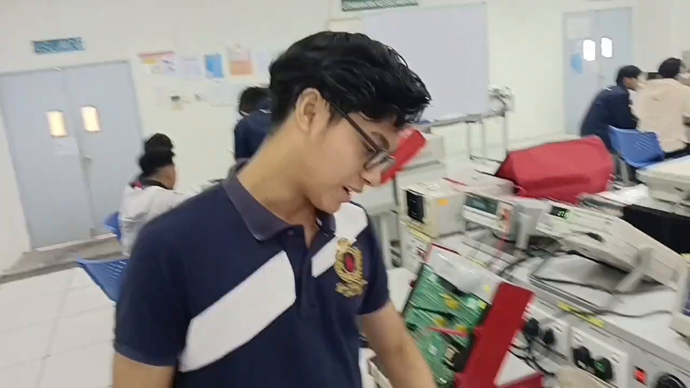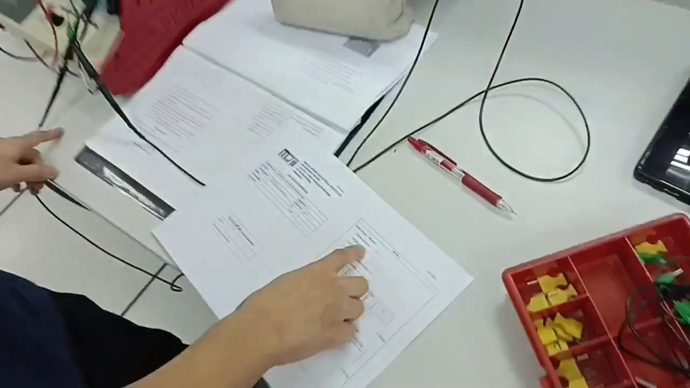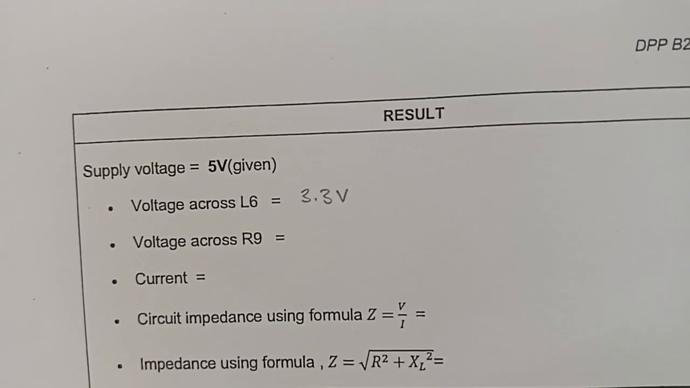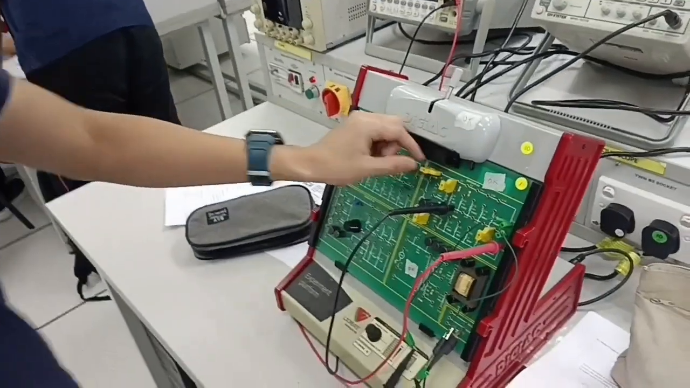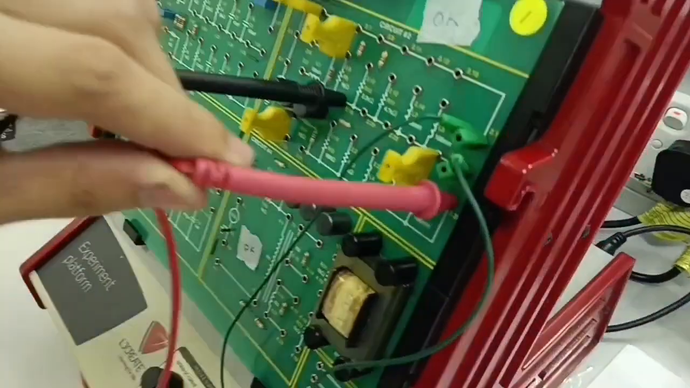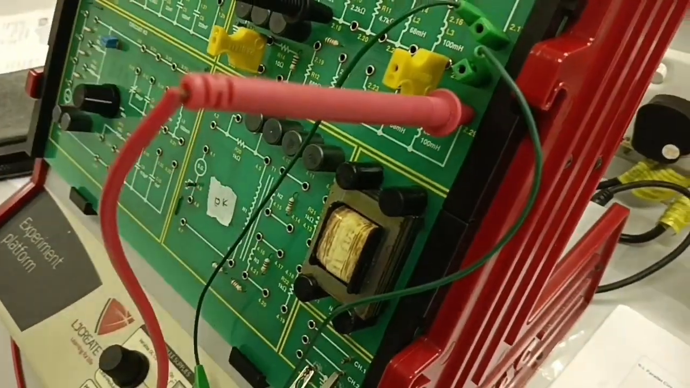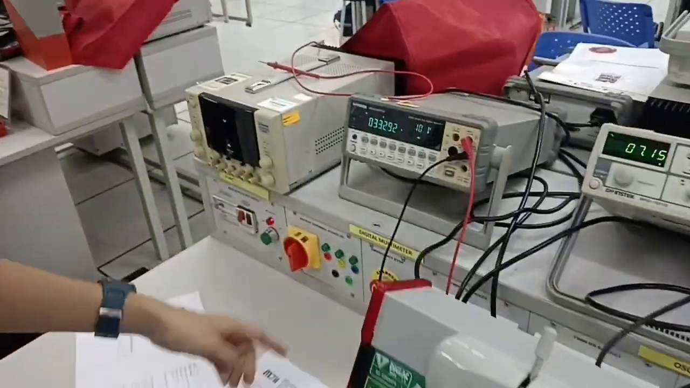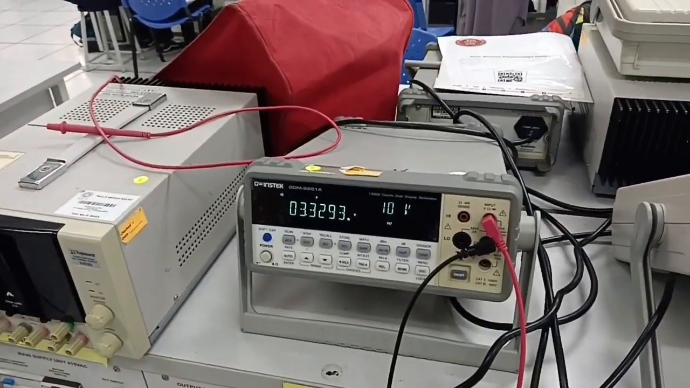In this job sheet we will search the voltage across L6. Then we will set up the component. The COM lead will be connected to 2.18 and the V lead will be connected to 2.29. Then the multimeter will show you 3.3392 volt.